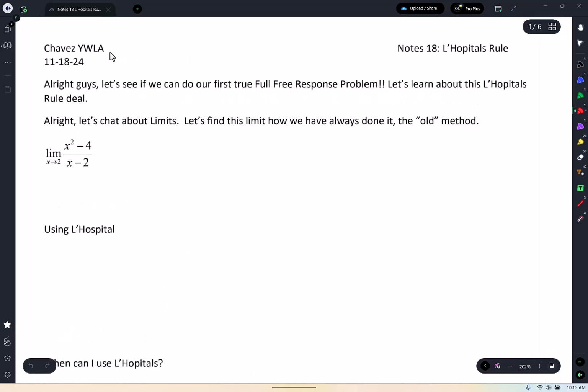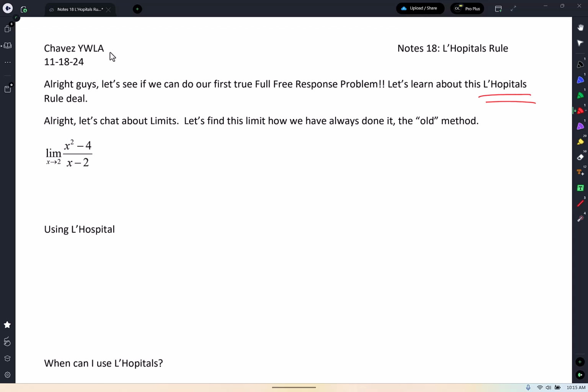This is called, you pronounce his name L'Hopital. Sometimes they say hospital, but it's L'Hopital. He didn't even create this, by the way. The real person who created L'Hopital's rule wrote it in a journal, and then L'Hopital just found it.